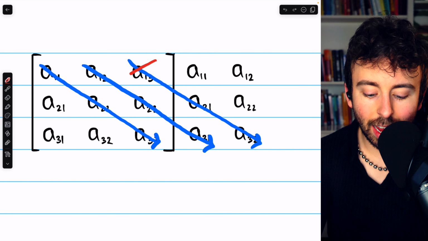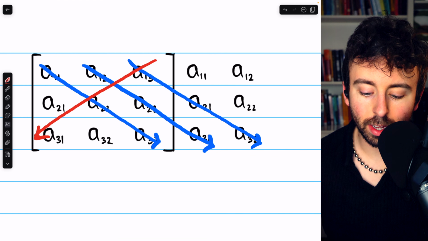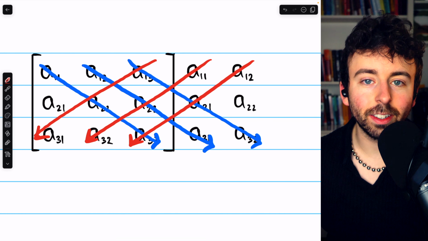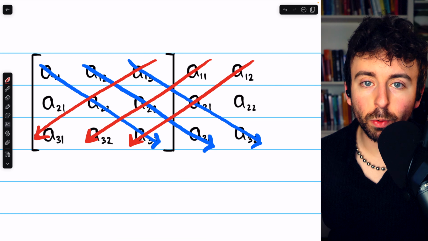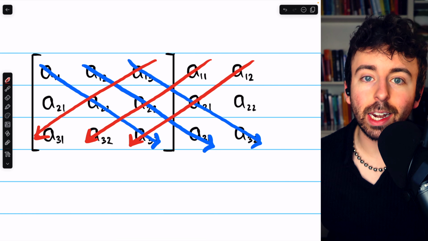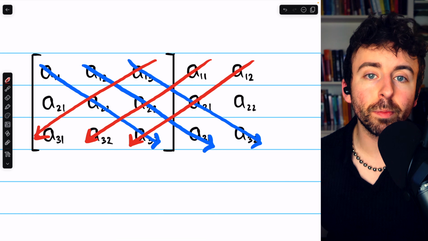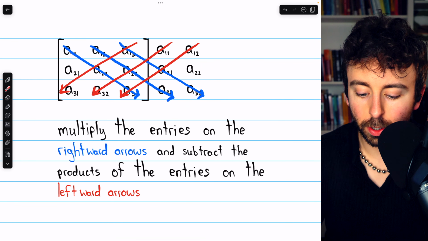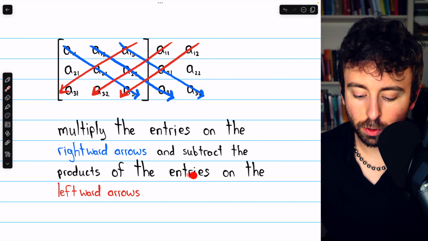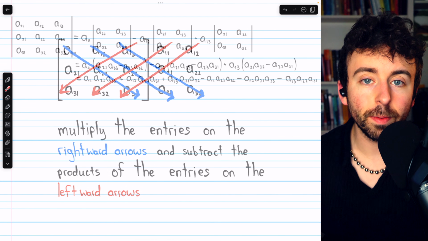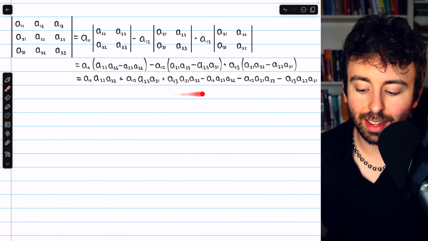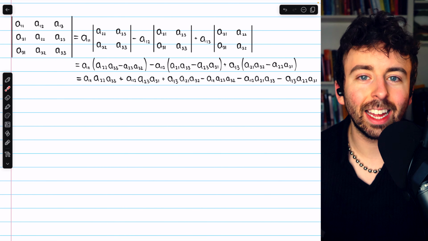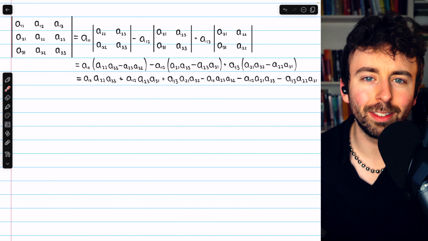And then do the same thing with these leftwards arrows. So that diagonal, that diagonal, that diagonal. Take products along those diagonals and then subtract the red ones from the blue ones. So add up the products on the blue diagonals, subtract the products on the red diagonals. And here that is written in words. We'll multiply the entries on the rightward arrows and subtract the products of the entries on the leftward arrows. If we carry out that process, we will be doing exactly this, just in an easier to remember way. And certainly, this is not the catchiest formula in the world, but those arrows are pretty easy to remember indeed.